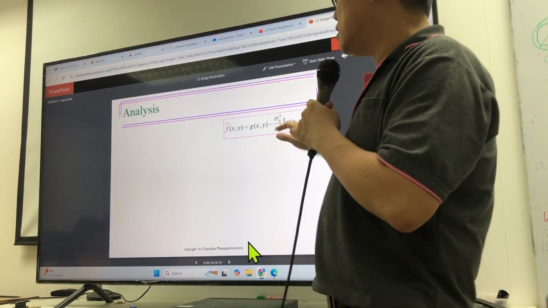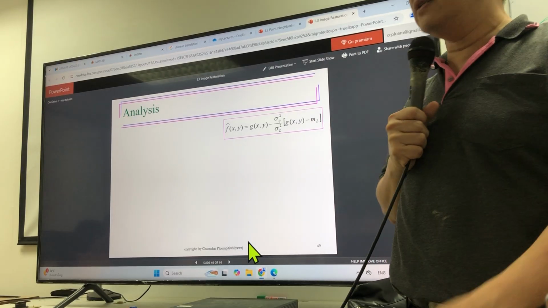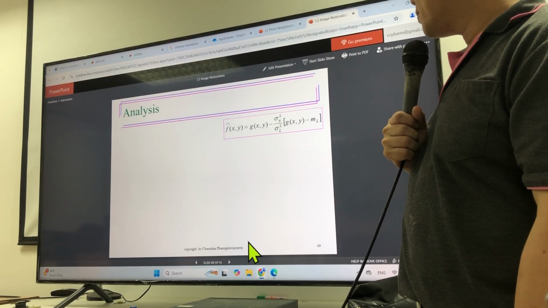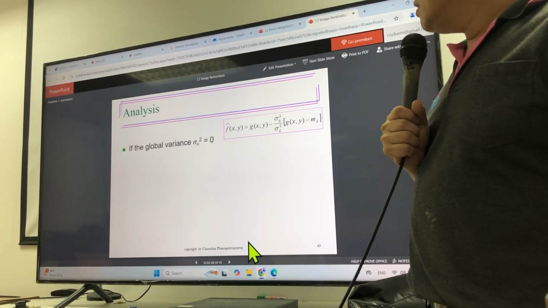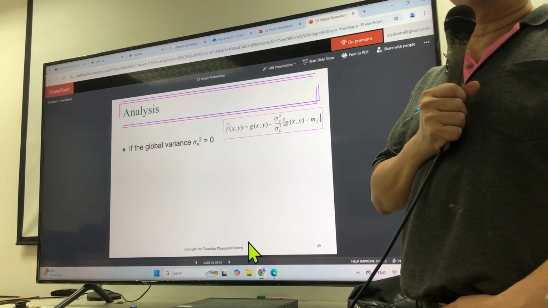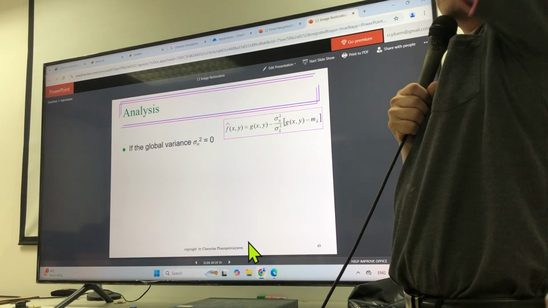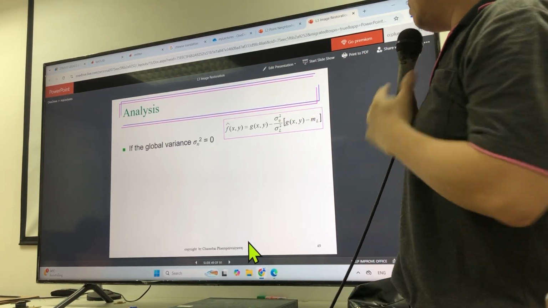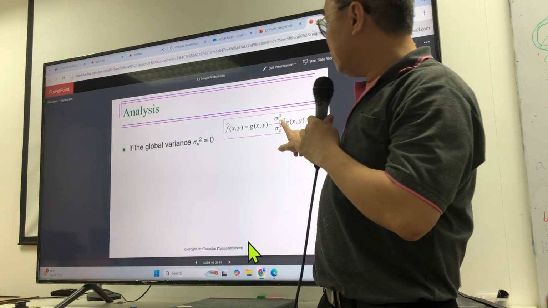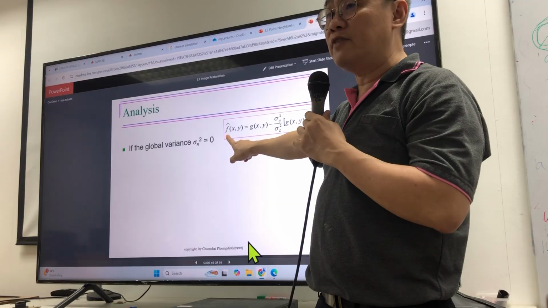According to this equation, let's analyze it. Why did they come up with this formula? First of all, suppose the global variance is 0. Global variance is 0 means the noise of the whole image is 0. What happens to this equation? If the global variance is 0, what do you get for f hat?